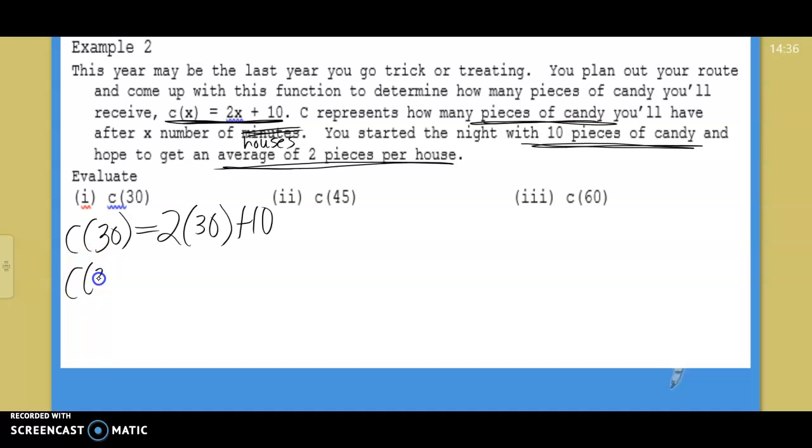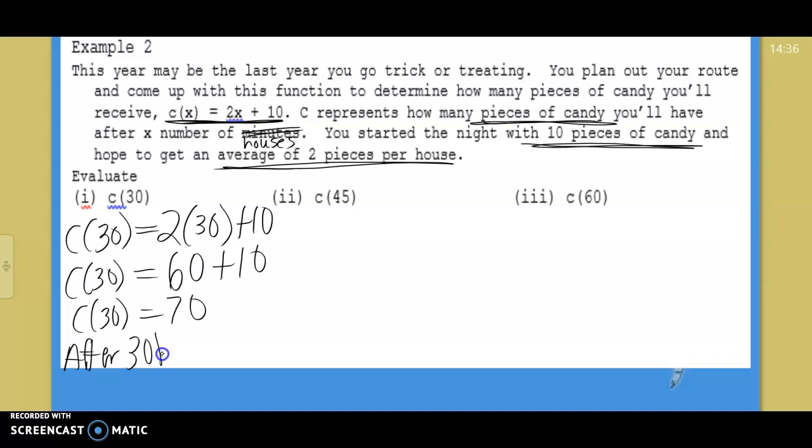Keeping C(30), again, I can't stress enough that this is not multiplication, it's just the function notation that we have to get used to seeing. I'll keep it together here. 2 times 30 is 60. 60 plus 10 is 70. But what does this really mean? Rhetorical question. This is the I do. This means after 30 houses, you have 70 pieces of delicious candy. And you'll be happy to hear that.